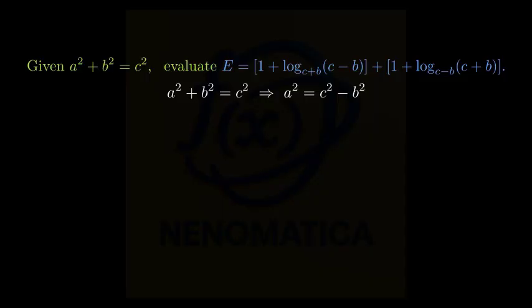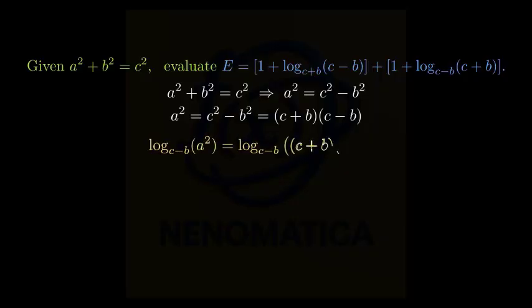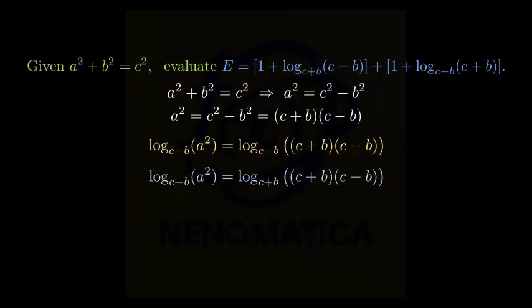Step 2. Recognize a classic pattern. C squared minus b squared is a difference of squares. That factors as c plus b times c minus b. Therefore, a squared equals quantity c plus b times quantity c minus b. Step 3. To connect to the target expression, we take logarithms of both sides twice, once with base c minus b and once with base c plus b.